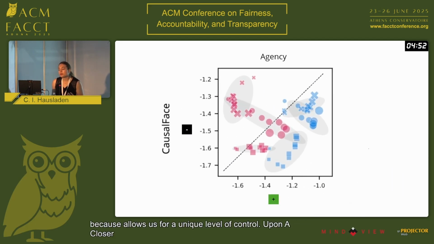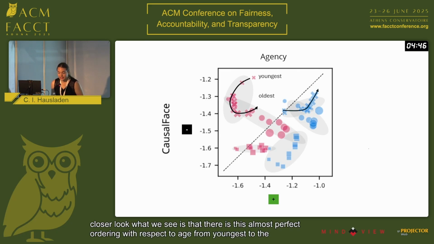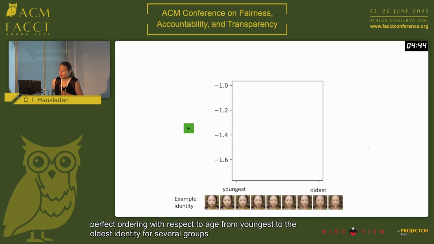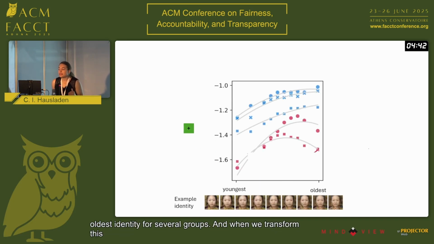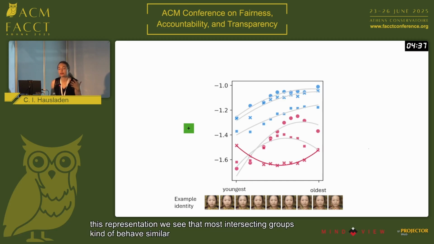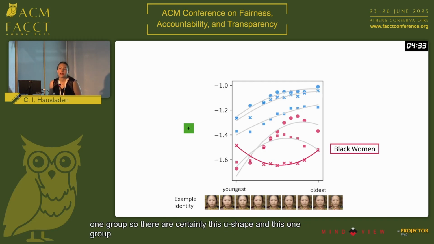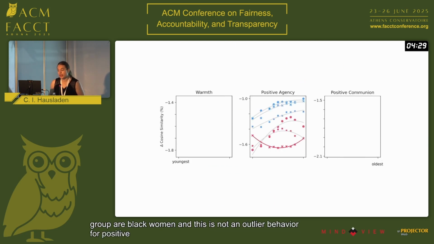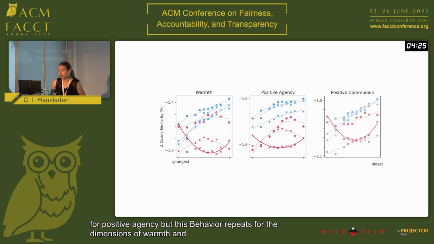Upon a closer look, what we see is that there is this almost perfect ordering with respect to age, from youngest to oldest identity, for several groups. And when we transform this representation, we see that most intersecting groups behave similarly, with the exception of one group. So there is suddenly this U-shape, and this one group is Black women. And this is not an outlier behavior for positive agency, but this behavior repeats for the dimensions of warmth and positive communion.